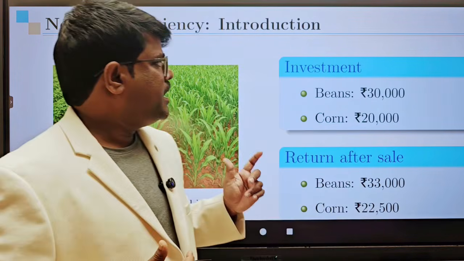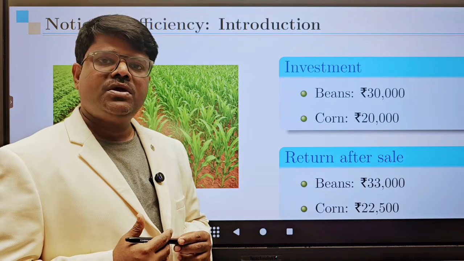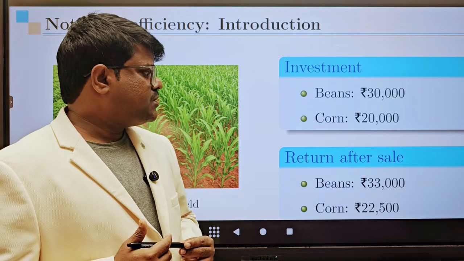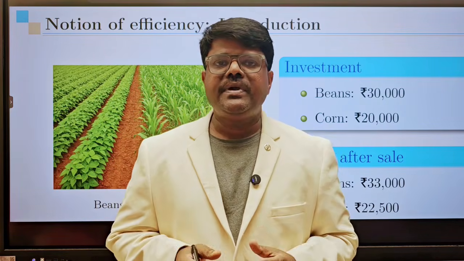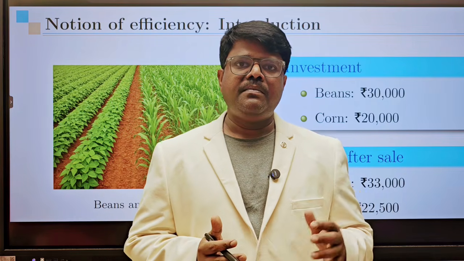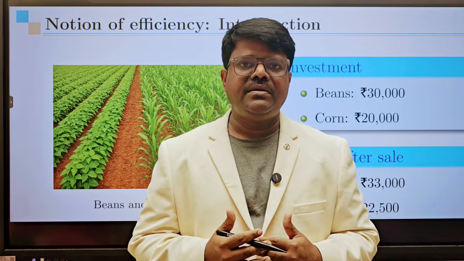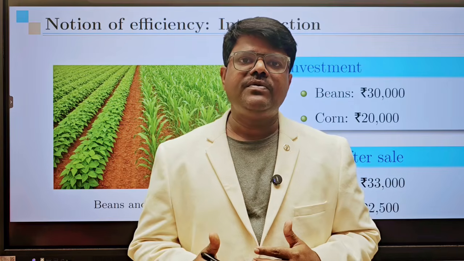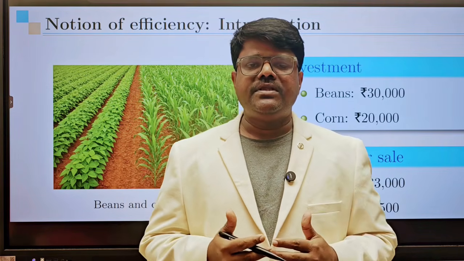see here, investment for beans is 30,000 rupees and for corn is 20,000 rupees. After sale, return for beans is 33,000 rupees, corn is 22,500 rupees. Investment is not the same. If the investment is the same, then by seeing the return, we can easily say which one is efficient. If bean value is more, beans is efficient. If corn value is more, corn is efficient. If investment is not the same, then what to do?